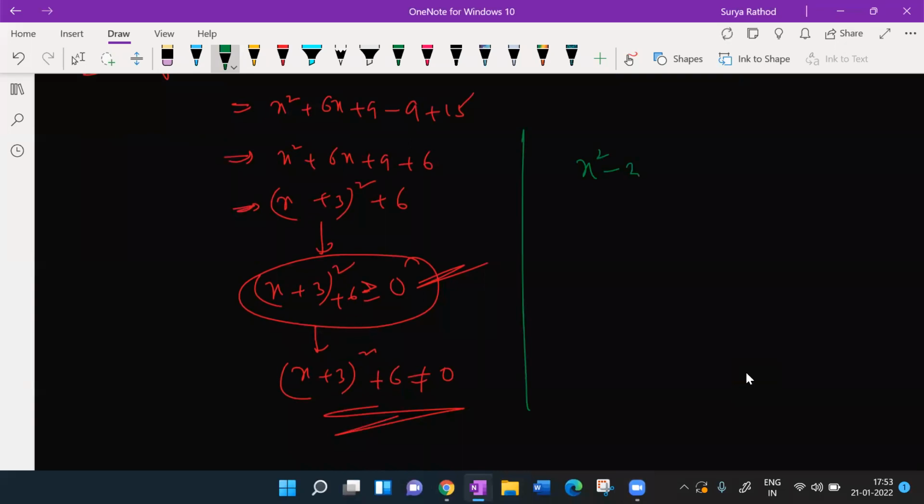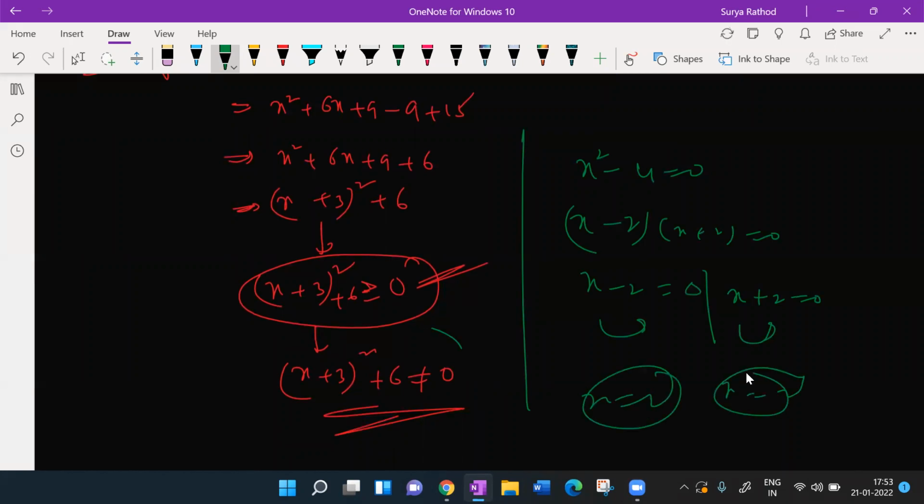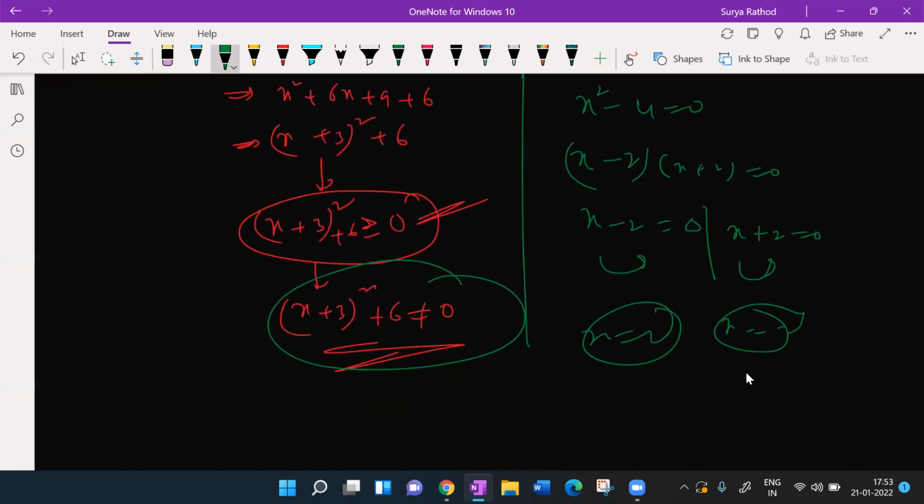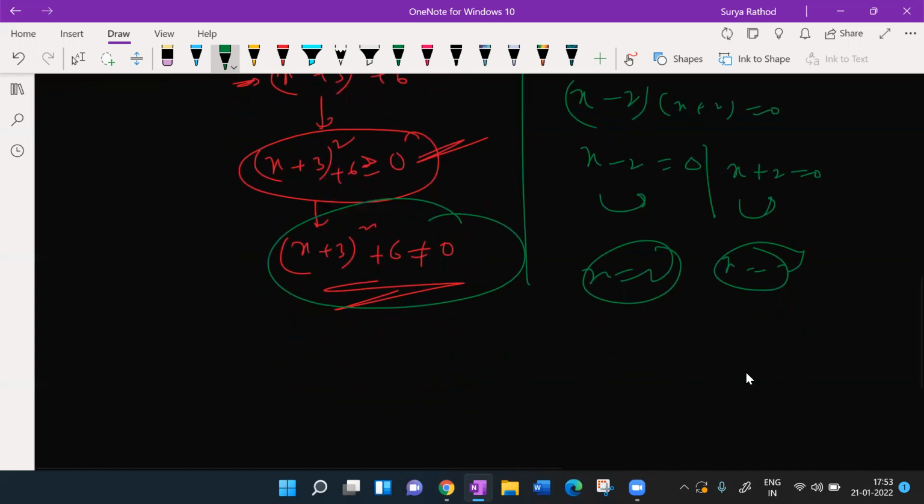x square minus 4 is equal to 0. How do you factorize this? x square minus 4 is x minus 2 into x plus 2, can I write like this? Yes, sir. So I can write equal to 0. Understood, Kavya? Yes, sir. x is equal to 2, x is equal to minus 2 I get, because here I am equating with 0. But in the earlier case I am not able to equate with 0, so where will I get the roots? So that is the safest proof to prove that the given quadratic polynomial has no roots. Okay?